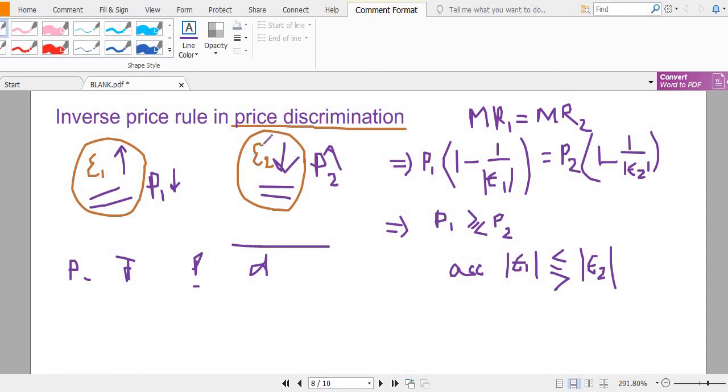And if I have a group of consumers which have a lower elasticity of demand, they think that my product is necessary to them. They like my product. I will charge them a higher price. So that is why this is called the inverse elasticity rule. A lot of us know that, okay, fine, price is high, which means elasticity is low. But what is the intuition behind it? Why do I need to charge them a higher price if they have a lower elasticity and vice versa?